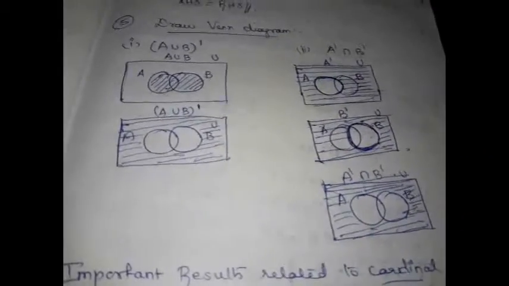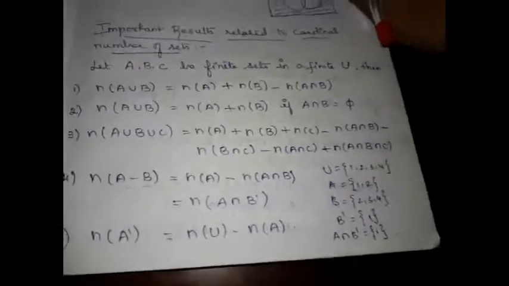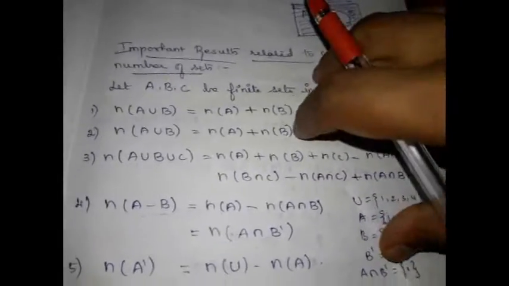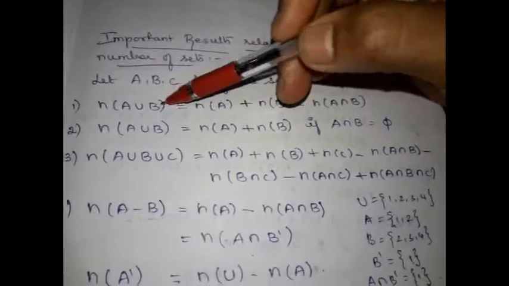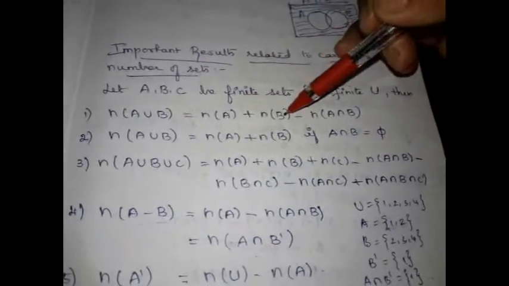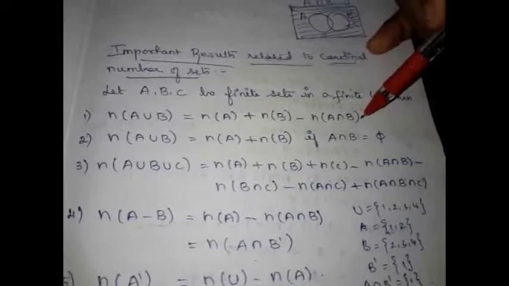Which is commonly shaded in both first and second diagram? Only the universal set outside, not A and B. So this is A dash intersection B dash. Thus we got both are equal, therefore this proves your first De Morgan's law. Similarly, you can prove the second De Morgan's law as well. And we have seen a few important results on cardinal numbers. What is n of A union B? n of A plus n of B minus n of A intersection B.